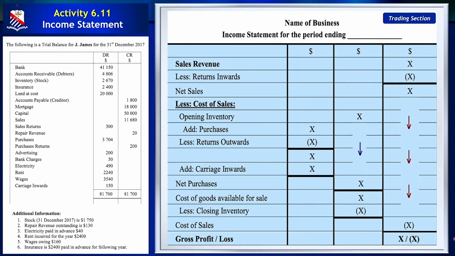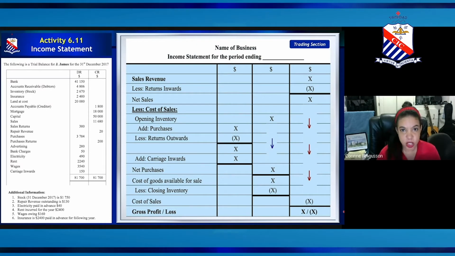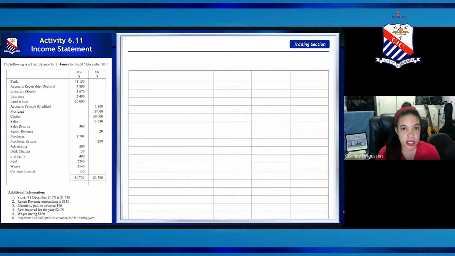And trading section. This is the very long format that you have to practice, that we had practiced before. This is what you need to memorize because it is a format in a certain order. Once you have this done, everything else is easy sailing. So starting with our activity 6.11, the first thing that you do for any format is you put the name of the business, and the name of the business in this case is J. James.